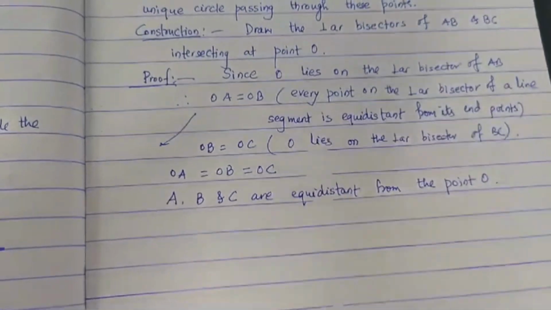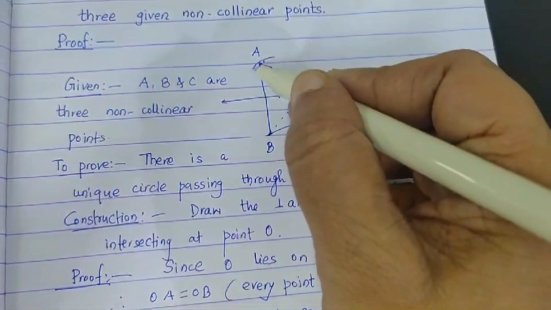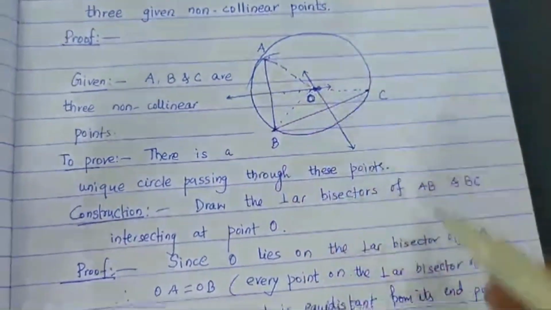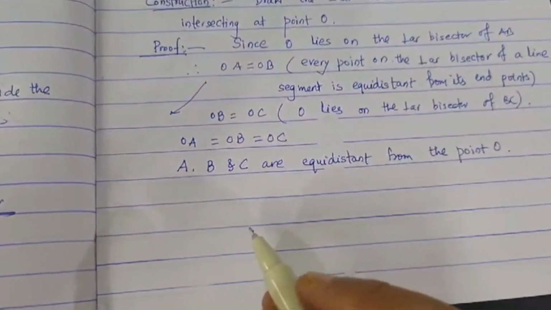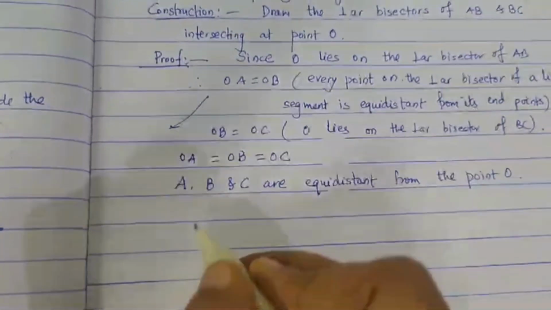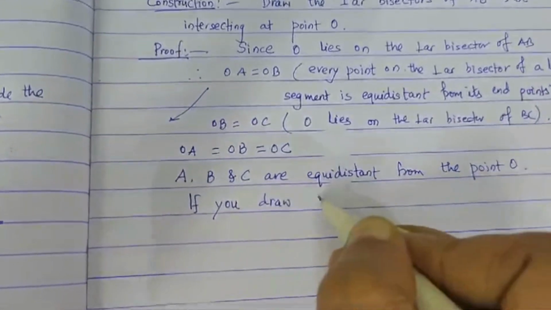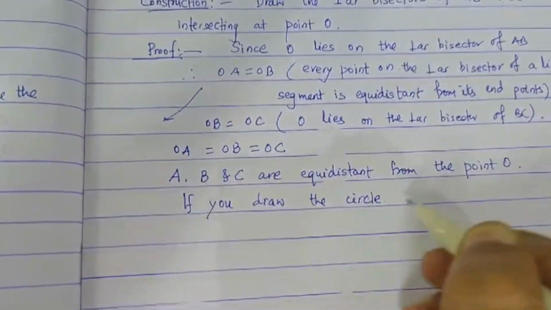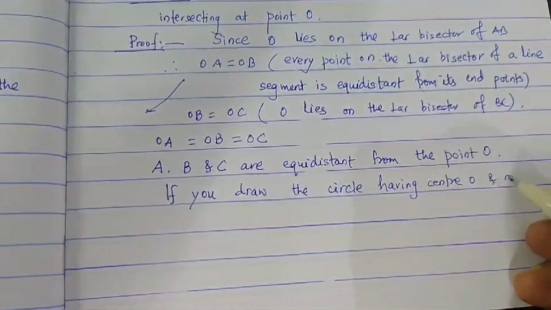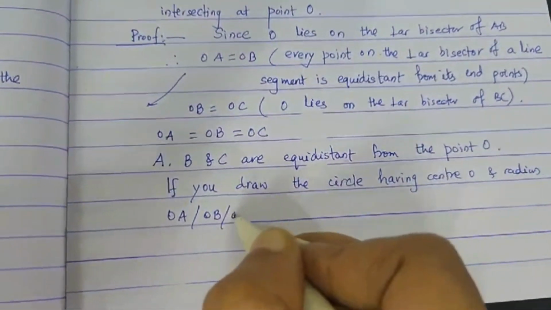So if you draw a circle with this center O and radius OA, OB, OC, you find that you can draw it like this. And that will be the unique circle passing through the points A, B and C, when you draw the circle having center O and radius OA or OB or OC.